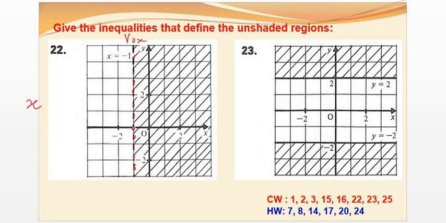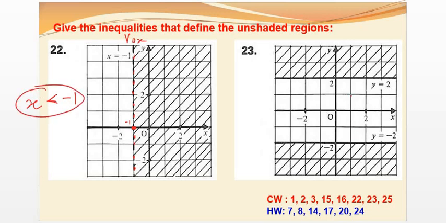And what is the value of x here? It's -1, right? x is equal to -1. That means you have shaded all the values that are greater than -1. So that means you need all the values that are less than, and I will not write it equal to just because it's a dotted line. So we need all the values less than -1. So this is the answer for question number 22.